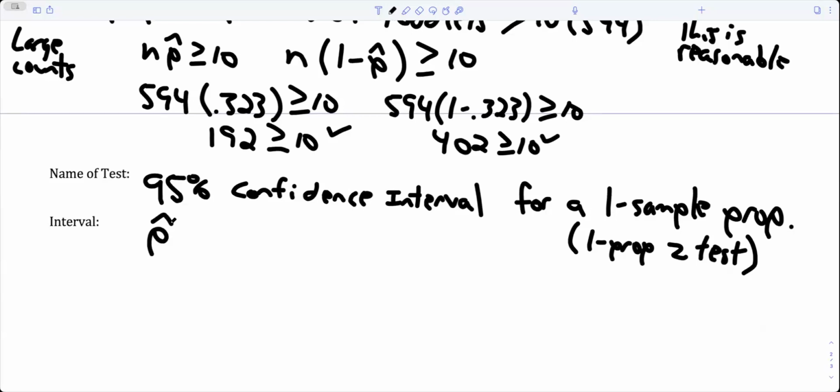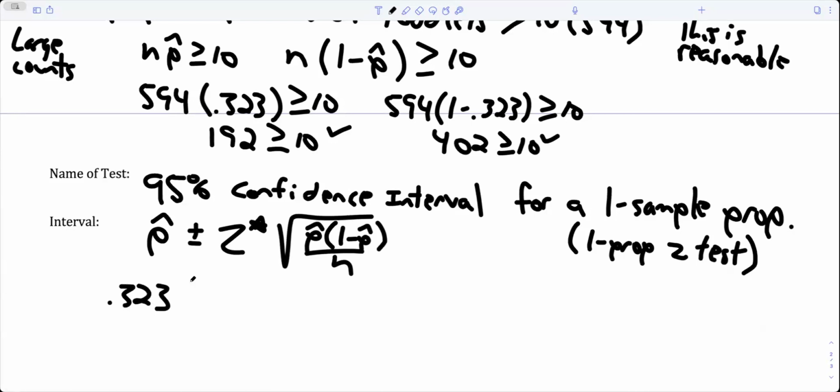We got p hat plus or minus. What goes next? Z critical value. And then we've got square root of p hat times 1 minus p hat divided by n. And let's plug those in. So p hat was 0.323 plus or minus. Okay, so p hat is serving as the point estimate. Z critical value of a 95% confidence interval.